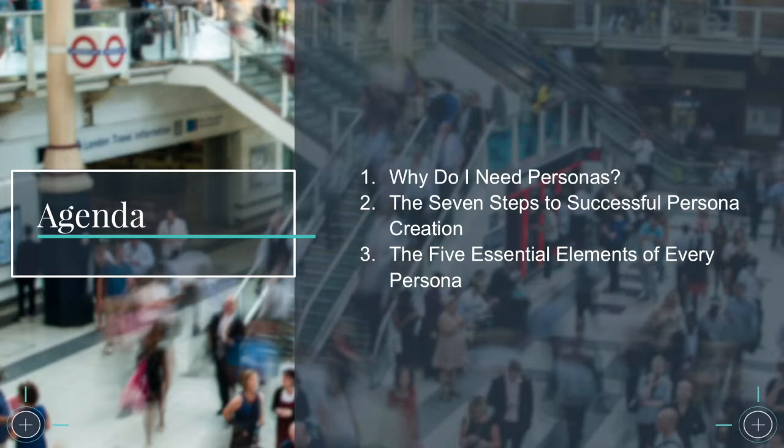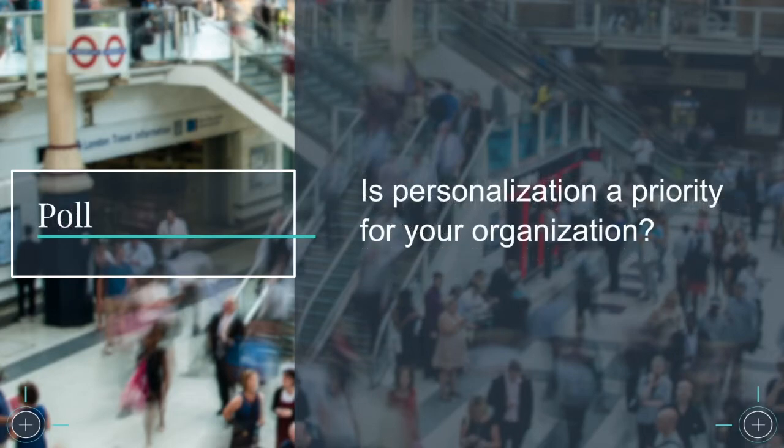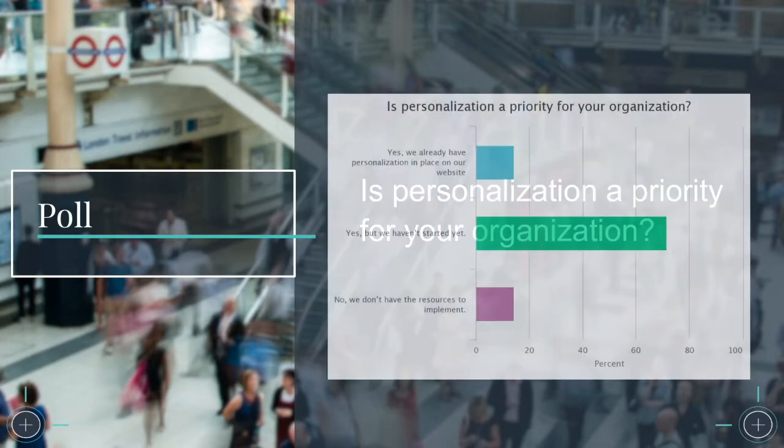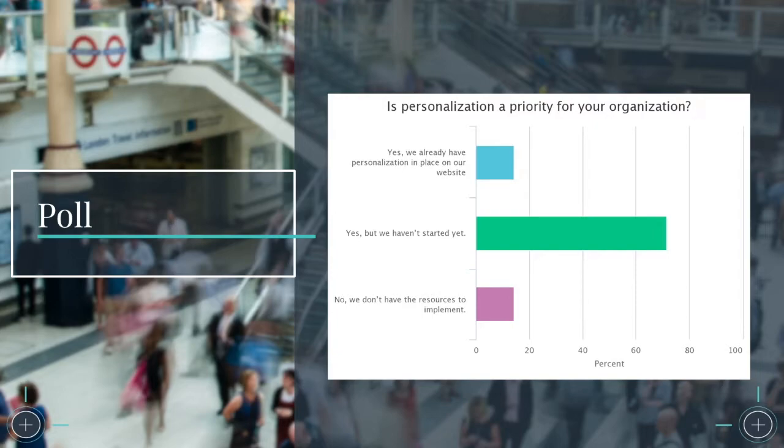Before we dive in, let's do a quick show of hands in the poll. Is personalization a priority for your organization? Perfect. All right, so we're going to go ahead and close that poll and share those results. So it looks like we have 13% that yes, we already have personas and personalization is in place on our website. Is personalization a priority? Yes, but we haven't started yet is 75%. And 13% no, we don't have the resources to implement.